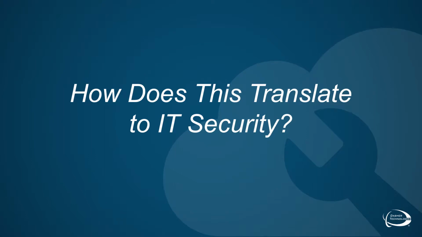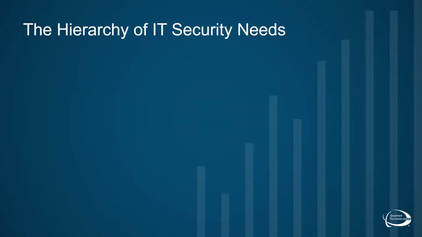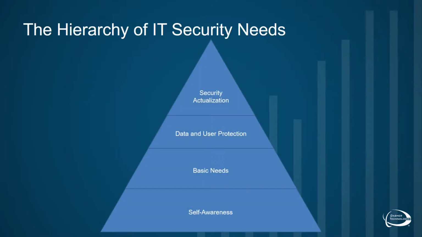So you're probably now sitting there saying, this is all well and good, but how does this translate to IT security? Without further delay, here is Dasher's hierarchy of IT security needs. I'll dive into these in more detail in just a minute, but at a high level, an organization moves through these levels of self-awareness, basic needs, data and user protection, and finally reaching security actualization, where an organization is operating at its highest potential when it comes to IT security.